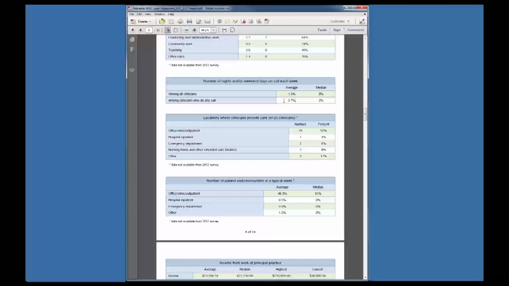I'm sorry. This table, by the way, we've just figured out has an error in it. The average should not be a percentage. This should be 1.3 days or nights. This should be 2.7 days or nights. I think that's actually already been changed now. But 2.7 nights on call a week is a lot for an average for those people, for the quarter of people who are doing call.